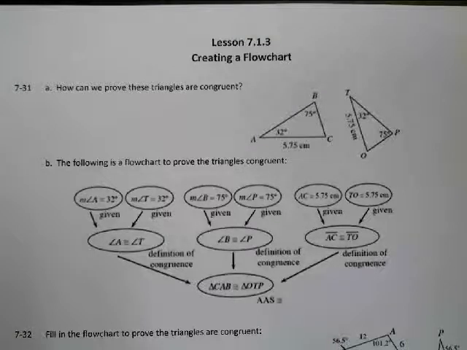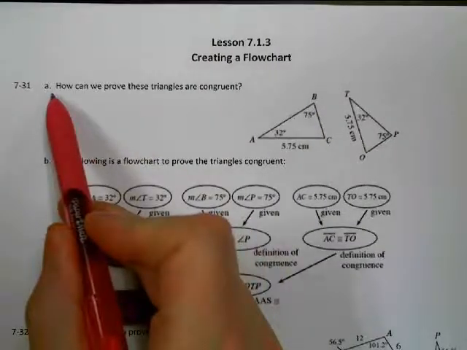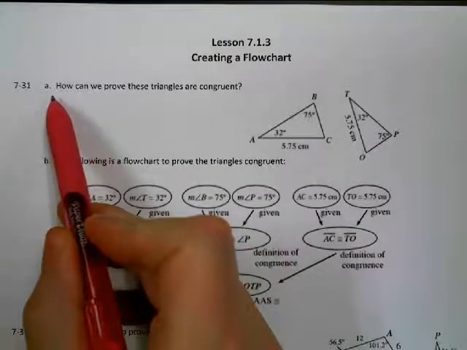All right, Advanced Math A, here we go. We've got lesson 7.1.3, creating a flowchart. So a flowchart is where we're going to start making kind of a picture of our decision process. So before we get to that, let's go to part A here on problem 7.31.